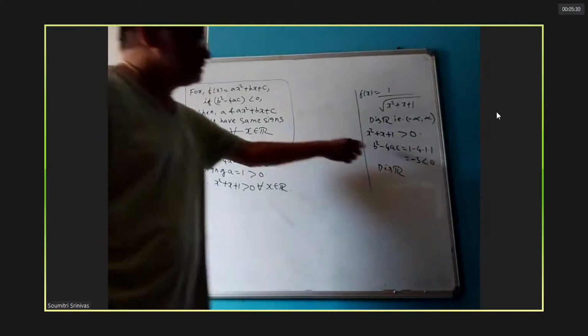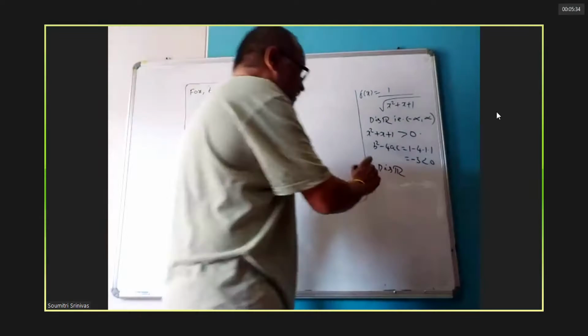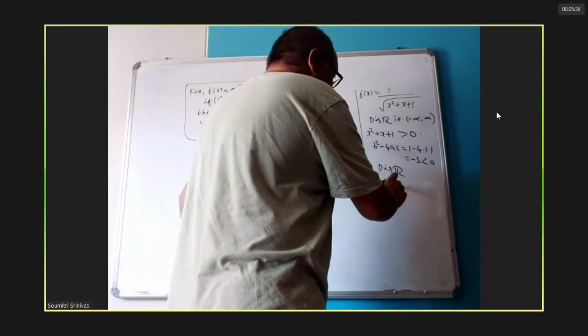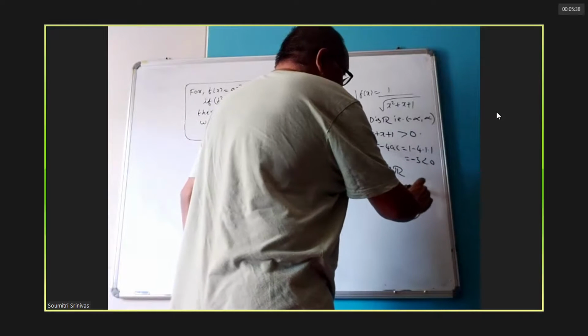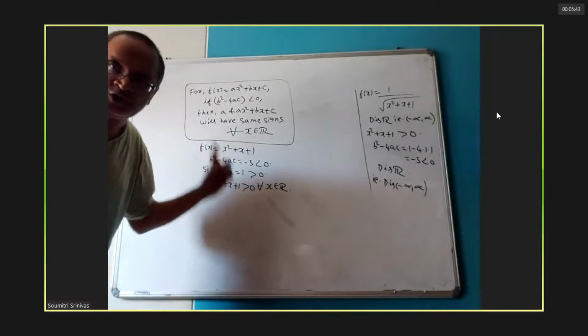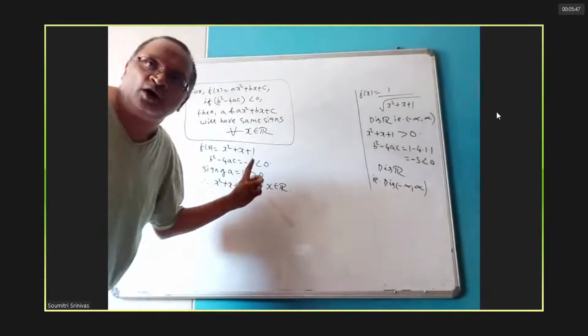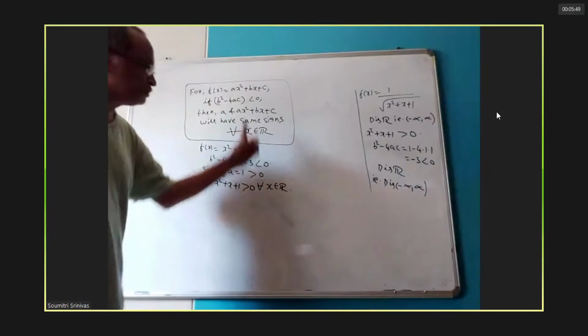Since it is greater than 0 for all x belonging to R, what's the domain? Domain is R, that is, domain is minus infinity to infinity. Bache log, this we are going to use quite often in problems in the chapter called functions. Please note this down.